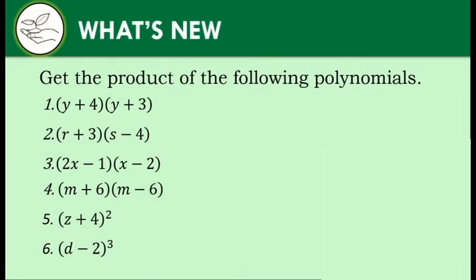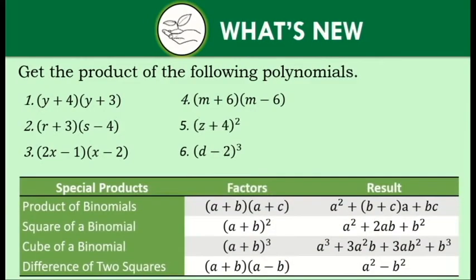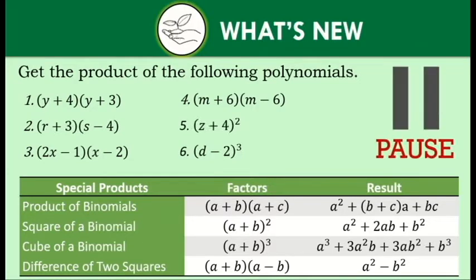So what's new for us? Now on the screen right now, you can see here 6 questions. So this time, I want you to try to answer and get the product of the following binomials shown on the screen. Now to help you out, I prepared here the table that summarizes our special products and the result using the patterns to get the result. So do not forget to pause this video and take your time. You have there 6 items. Okay? Are we clear? Again, pause the video and you can play it once you are ready to confirm your answers. Now let's do this. You can pause the video now.